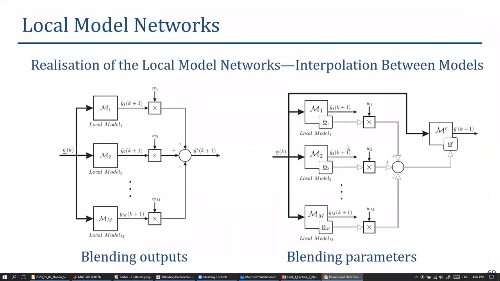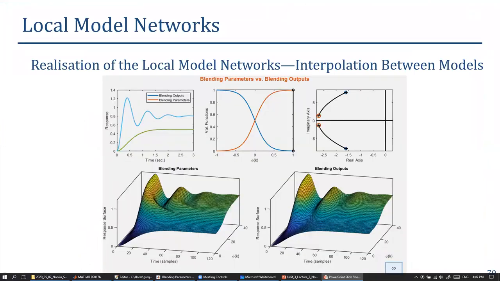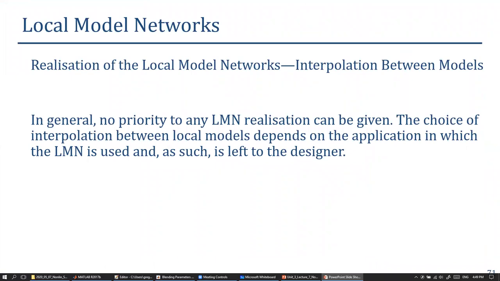This is important. Now, which one is better? You can't really say which one is better. It really depends on the application, so no priority can be given to any of them. Now, if you want to have transparency, so that means that you know exactly, then there should be four poles. Yes, with the blending of the outputs, we get a resulting model with four poles. This is correct. And two zeros. With the blending of the parameters, we get the resulting model with only two poles.